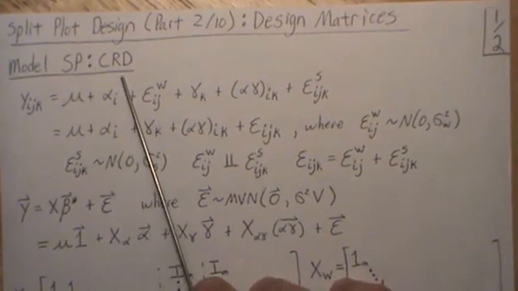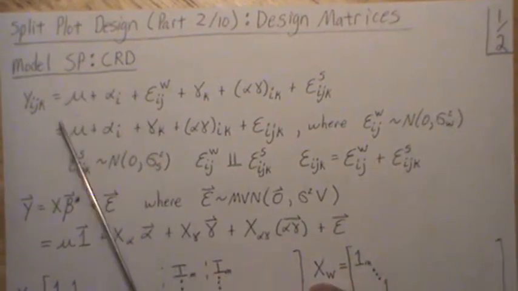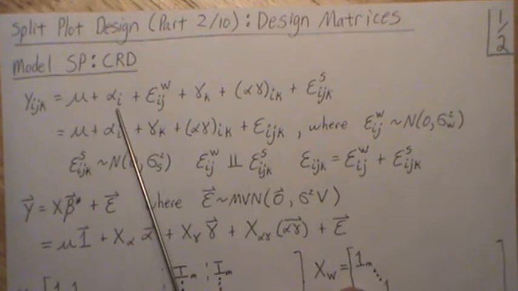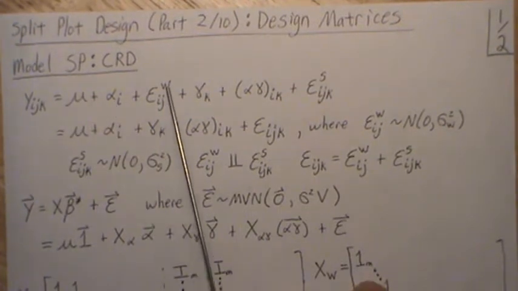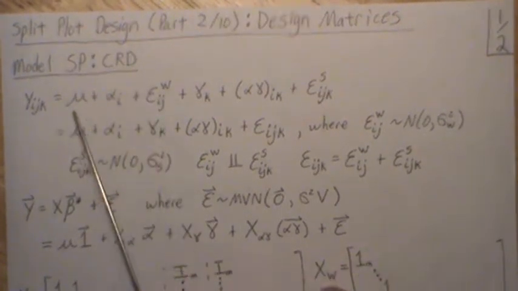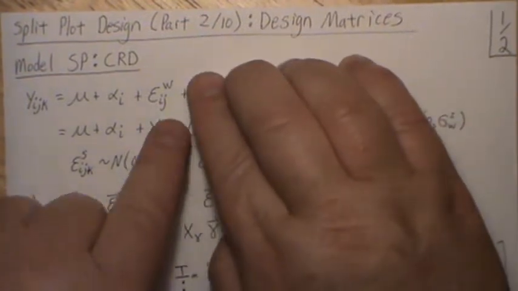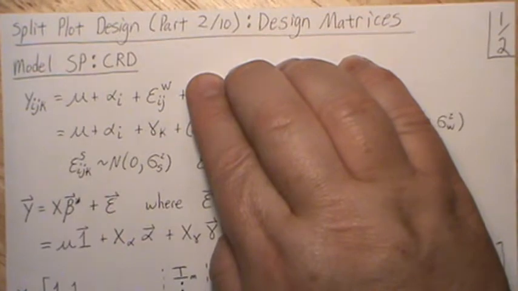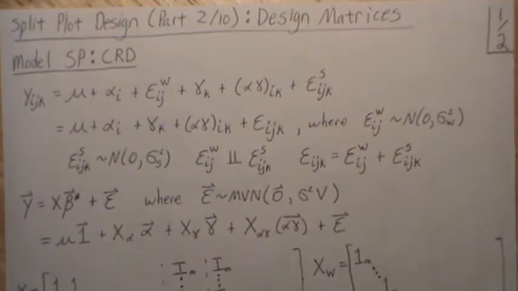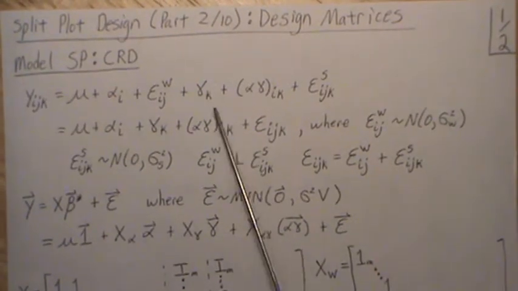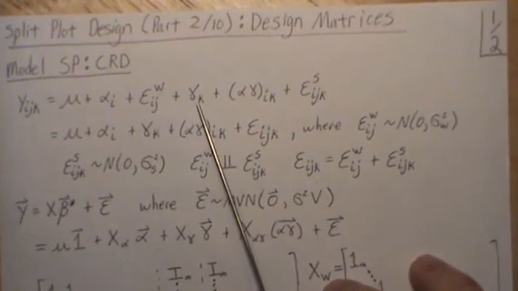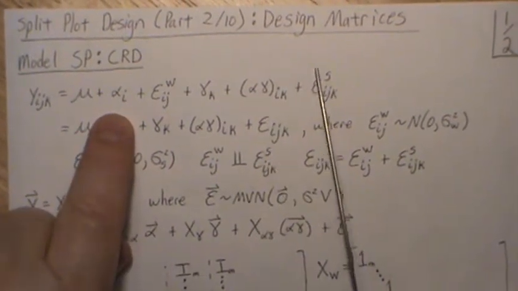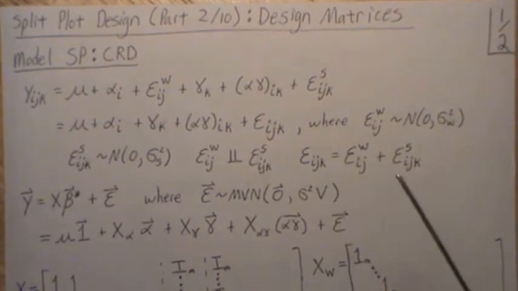The first one is a split plot completely randomized design, and this is the model. We have a factor, alpha effect, and the error associated with that first randomization. If you look at this part of the model, you'd say that's a completely randomized design, and you'd be right. The second factor we're going to call gamma, and then there's an interaction between alpha and gamma, and then the error associated with that randomization.